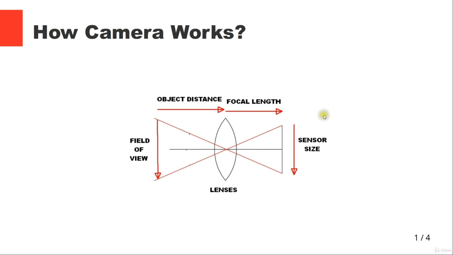And using those parameters, you can calculate that if you know your field of view and you know your sensor and you know the object distance, you can calculate what type of lenses, what focal length of lenses you need with a certain sensor type size.